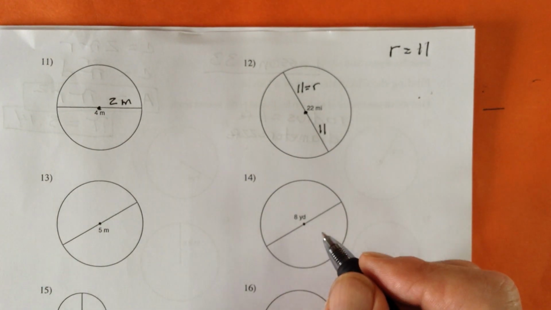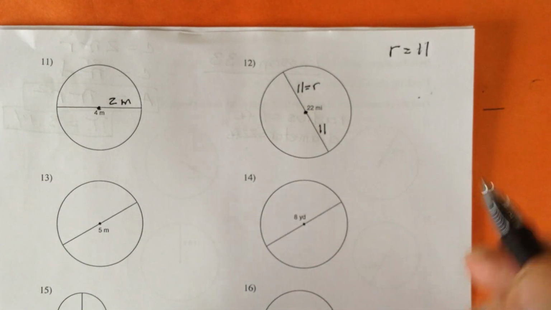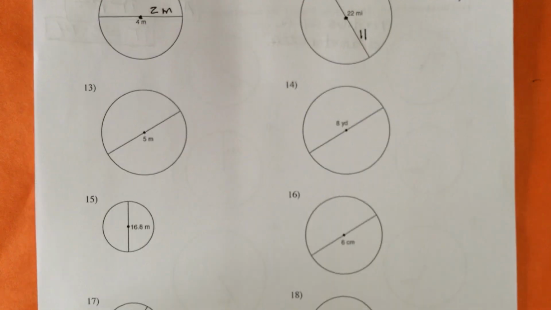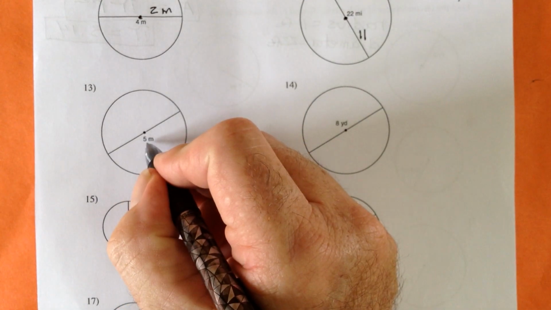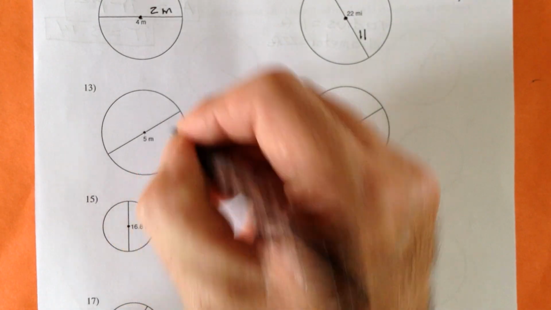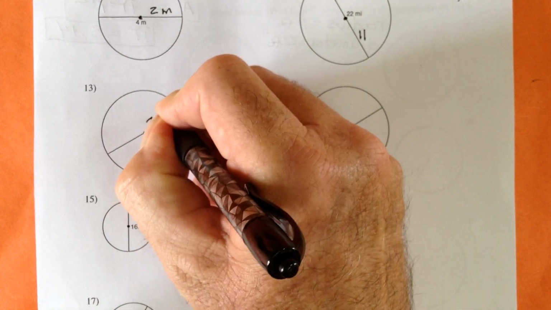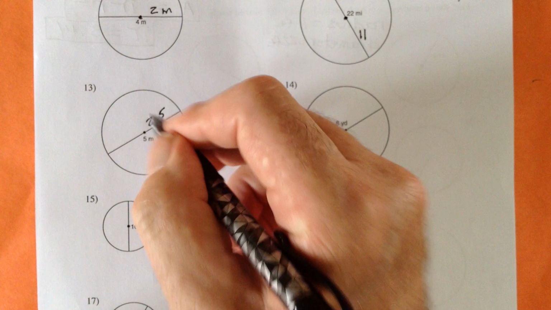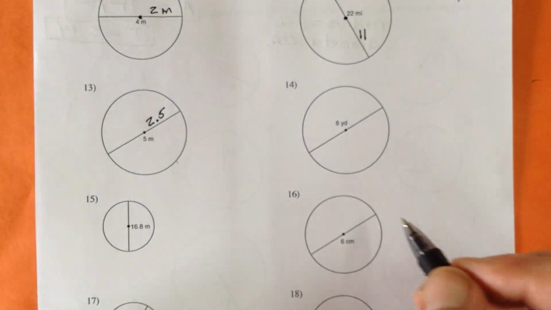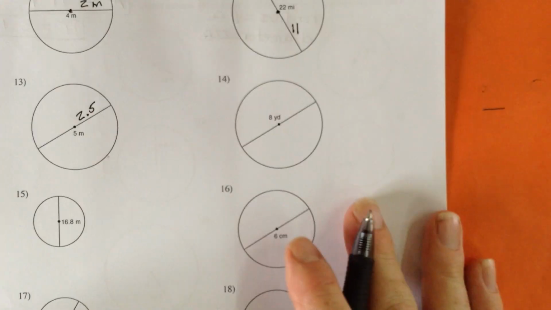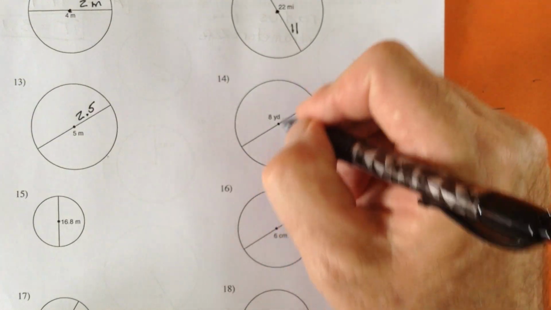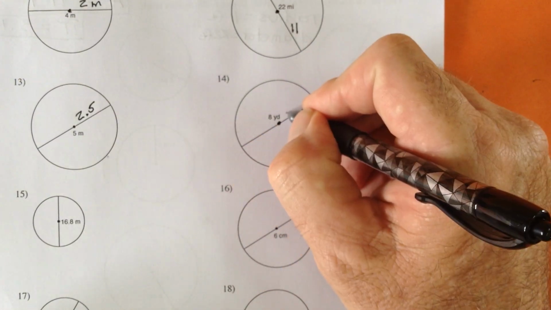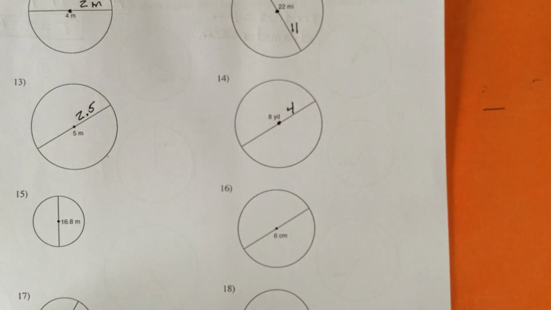All the formulas other than one use the radius, so I feel you should get used to using the radius. Just like here, 5. Half of 5 is 2.5. This side would be 2.5, this side would be 2.5. So the radius will be 2.5. This one here says 8 yards, that's the diameter. The radius will be 4.